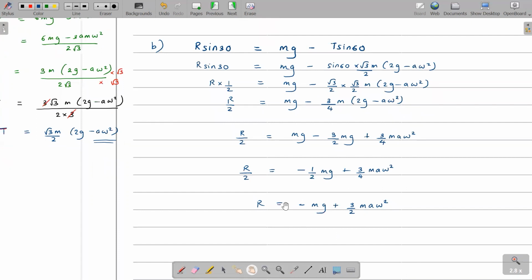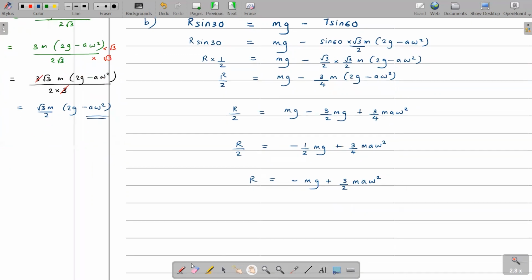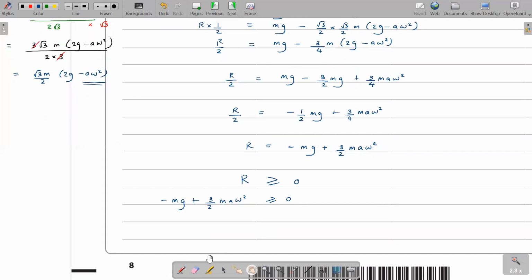So now what do we need to do? We need to set this. R should be what? Greater than or equal to 0 in order for the circular motion to work, I mean to continue. So taking minus mg to the other side, 3 over 2 ma omega square is greater than or equal to mg.